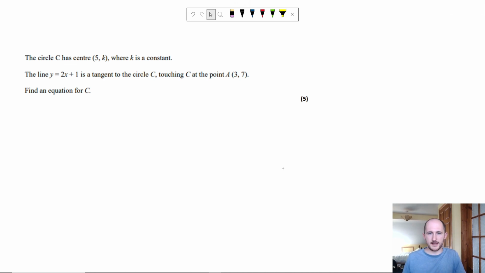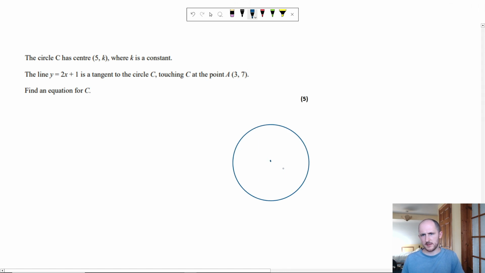So first of all, again, let's draw our little diagram. That wasn't actually a bad circle myself. So 5, k. I know that this point should technically be on the left-hand side, but I also don't care. I prefer to draw it from left to right. I don't know why. And we have our tangent like this, which has an equation of 2x plus 1.